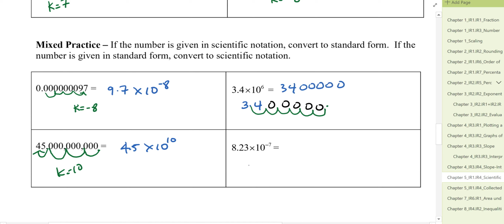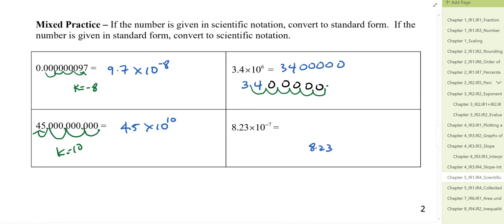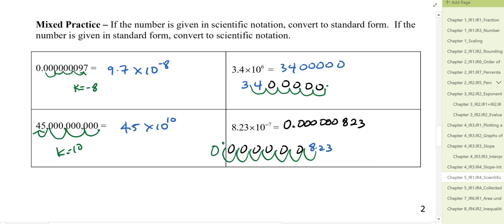Next one, 8.23. Let me write it a little to the right so I can move it. So 8.23 times 10 to the negative 7. Again, negative 7. I'm going to move to the left to convert to standard form. So 1, 2, 3, 4, 5, 6, 7. This is my decimal, and I filled it in with 6 zeros. 1, 2, 3, 4, 5, 6. Right? So 0.000000823 will be my final answer.